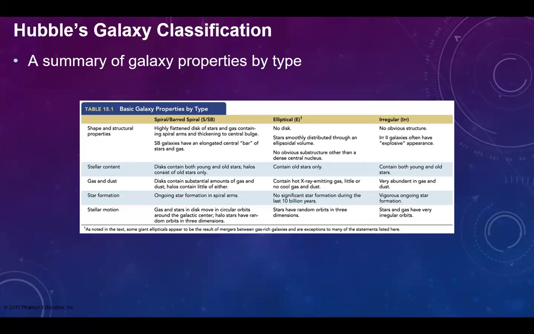There is ongoing star formation in the spiral arms, and gas and stars of the disk move in circular orbits around the galactic center, while halo stars have random orbits in 3 dimensions.